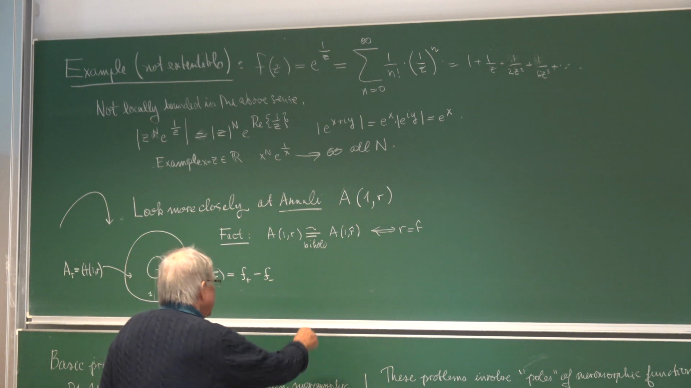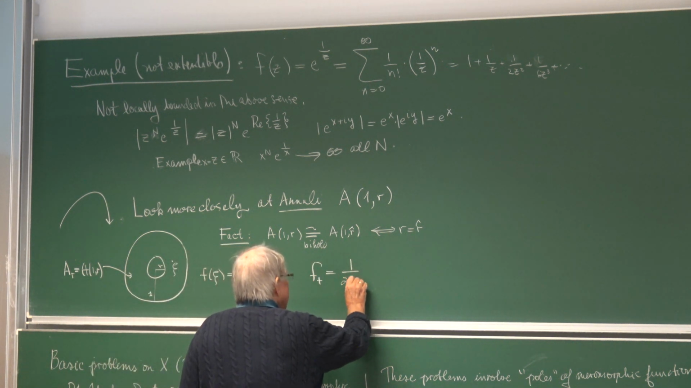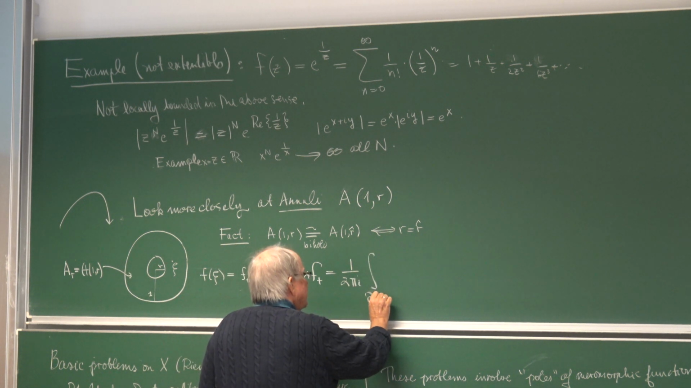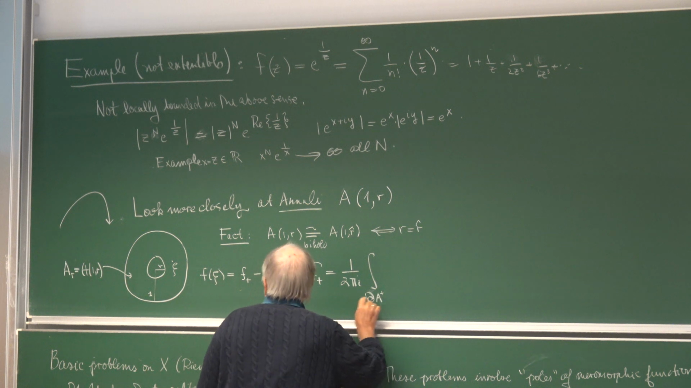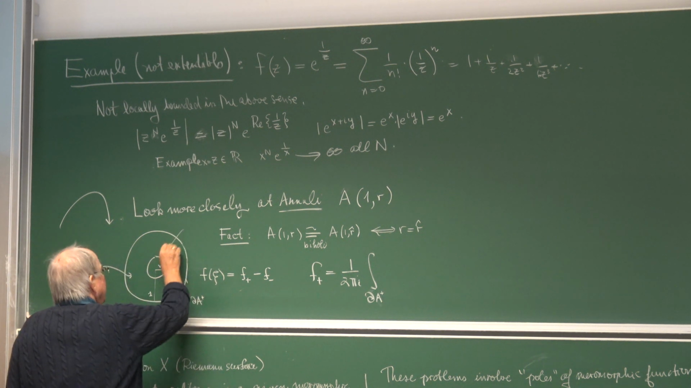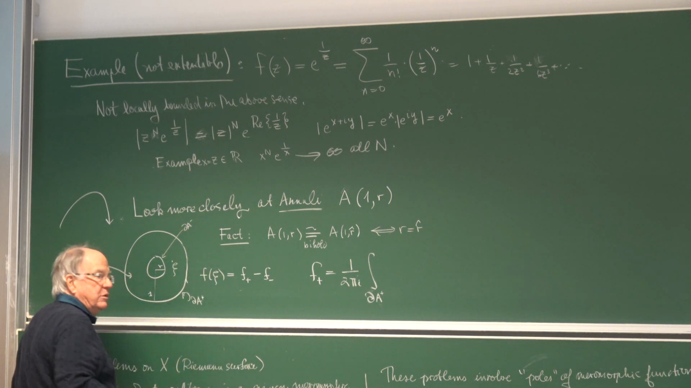Well, what do I mean by this? Let's first of all write F plus equal to what it is. This is the integral on the outer boundary. Let's write, just to remind ourselves that this outer boundary is the boundary of A, let's call it A plus, and the inner boundary is the boundary of A minus.